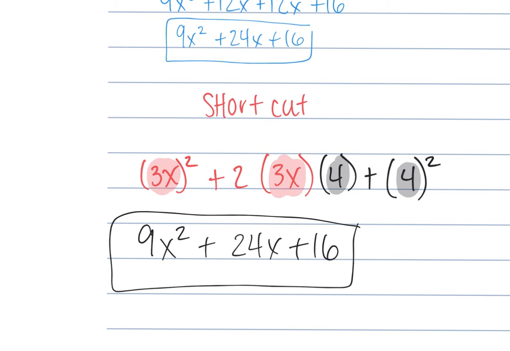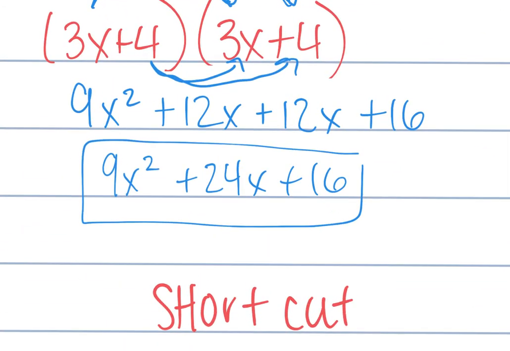Okay. Now, Allie brought up a very good question. Allie said, where is this 2 coming from? Now, scroll back up. How many 12x's did we have when we did this with FOIL? 2 of them. Whenever you square a binomial, that middle term, there's going to be 2 of them, and they're going to be the exact same. So you just multiply it by 2.